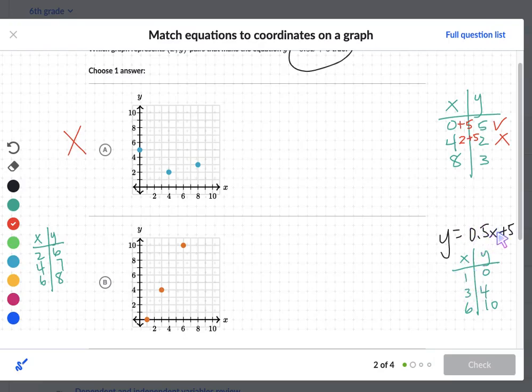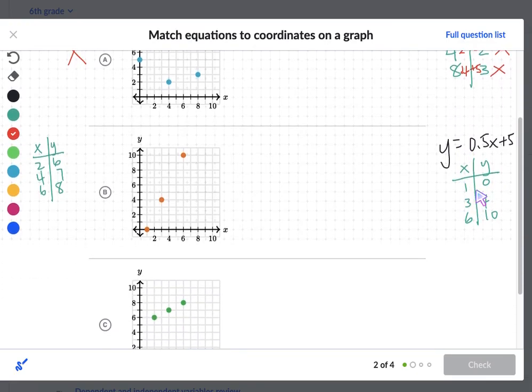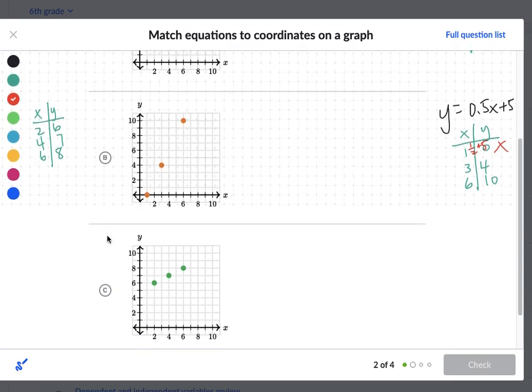Okay, so remember I'm finding half of x, then adding 5. Half of 8 is 4. 4 plus 5 doesn't equal 3. So that one definitely doesn't work. Let's try this one. Half of 1 is a half. A half plus 5 is 5 and a half. So that one doesn't work either. Nope. Looks like it might be C.